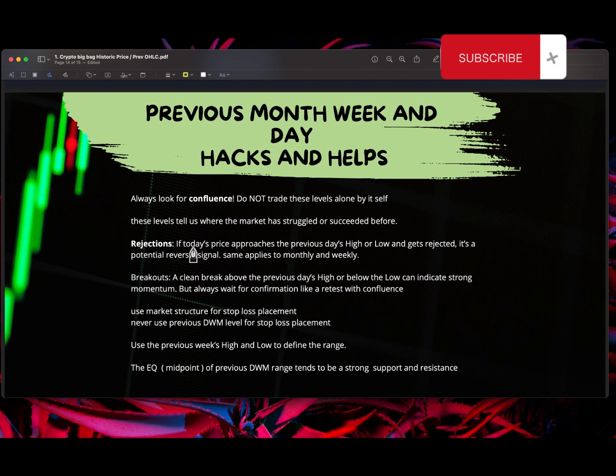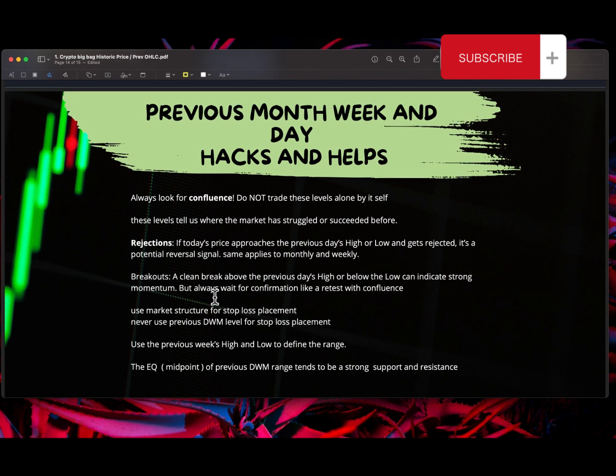These levels tell us where the market has struggled and succeeded before. Historic price levels, levels of previous month, previous week, previous days, right? If today price approaches the previous daily high or low and gets rejected, it's a potential reversal signal. Same applies to the monthly and the weekly. A breakout above the previous day high or low indicates strong momentum. Always wait for confirmation, like a retest or a confluence.